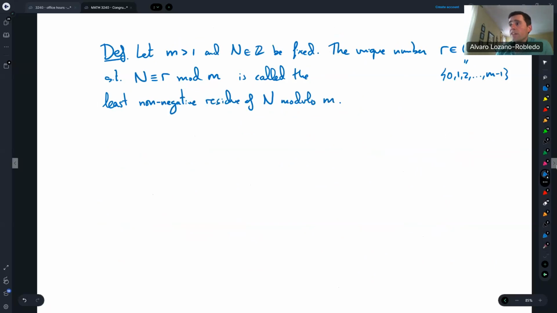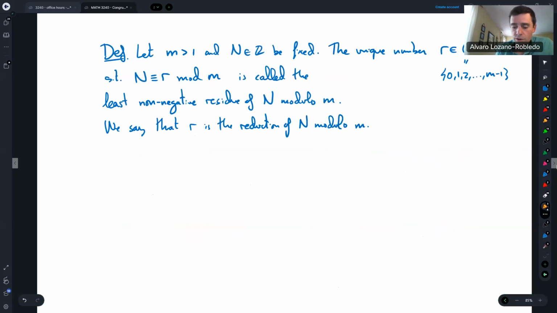And then we say that r is the reduction of n modulo m. Okay, so here we've defined what it means for the least non-negative residue and what is the reduction of a number modulo m. And as a corollary from what we've just seen, to find the least non-negative residue of a number, you just do long division.